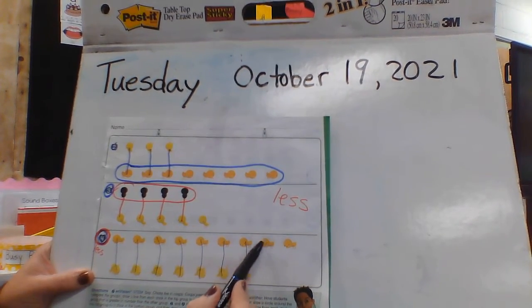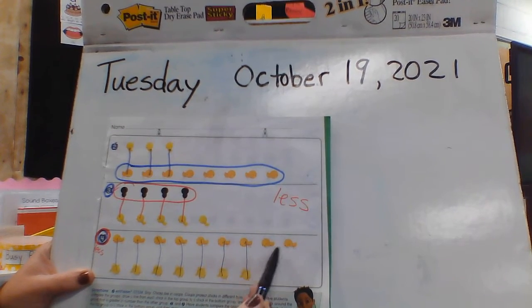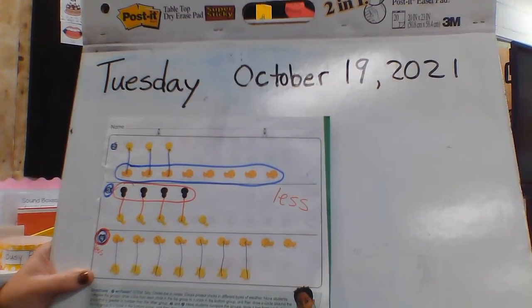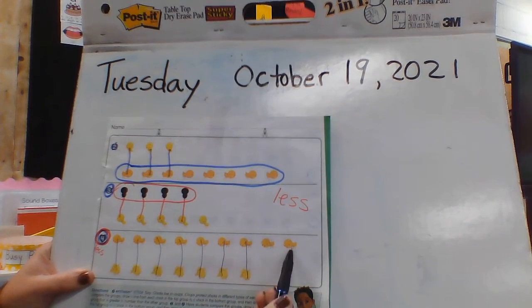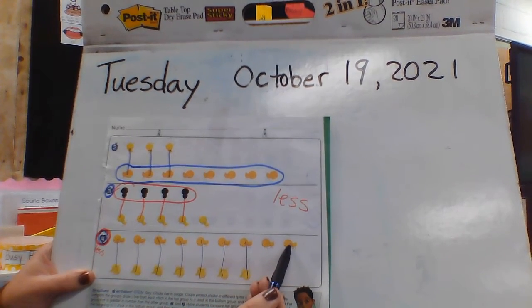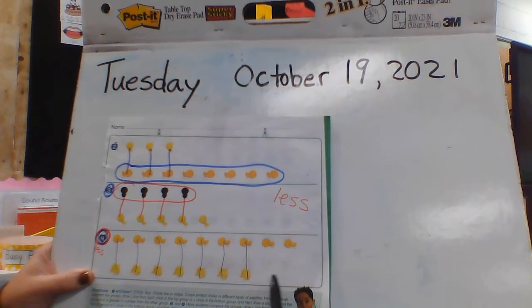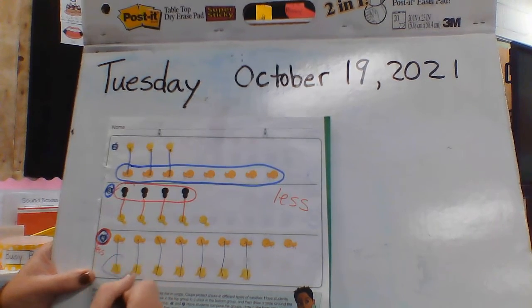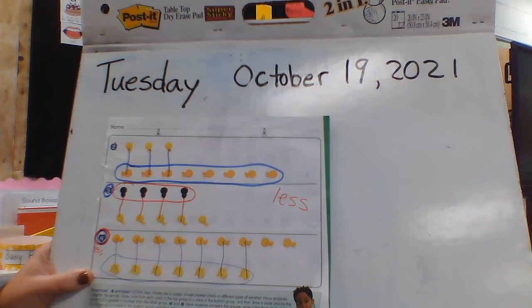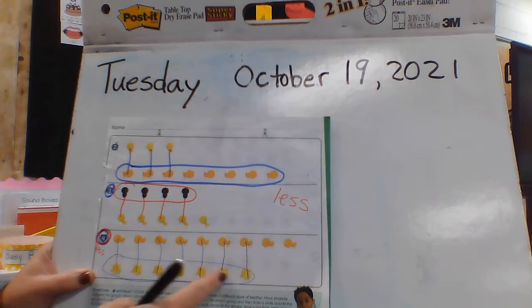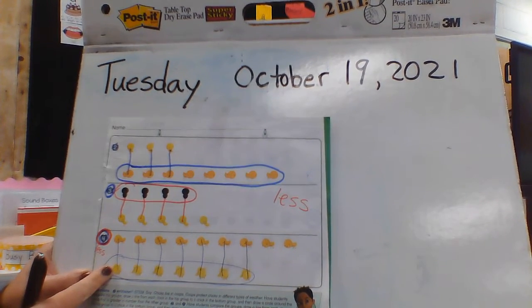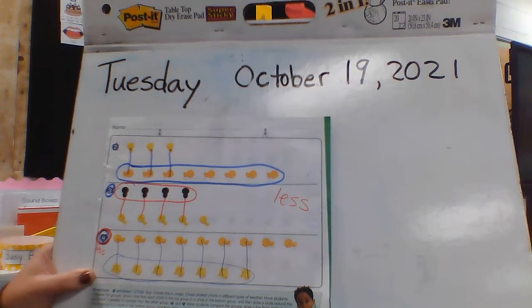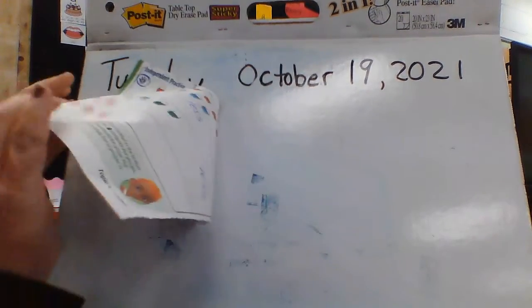What do you notice? There are 2 orange chicks left over on the top. So that tells me that this orange group, the group on the top, has more. If this group has more, and we ran out of chicks down here, then this group has fewer chicks or less chicks. So I'm going to be circling my bottom yellow group because my bottom yellow group is the group of chicks that are less or fewer. All right, I'm going to turn it over.